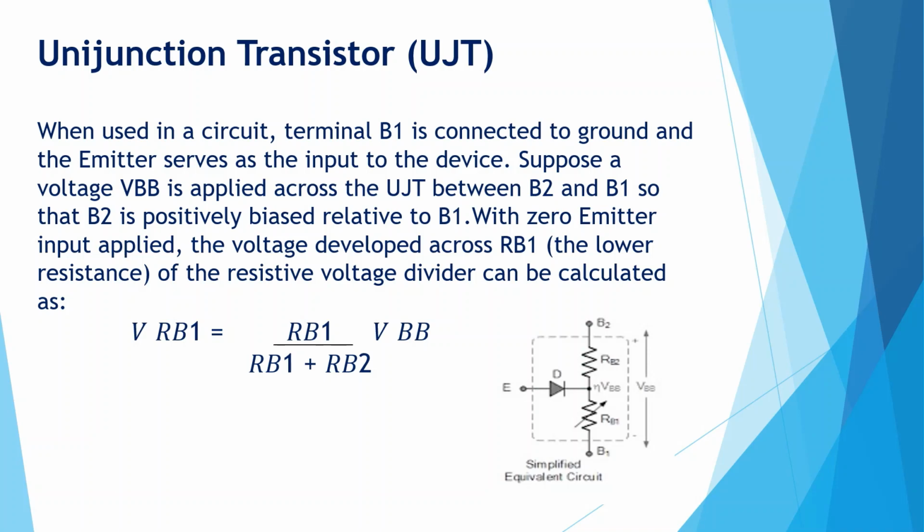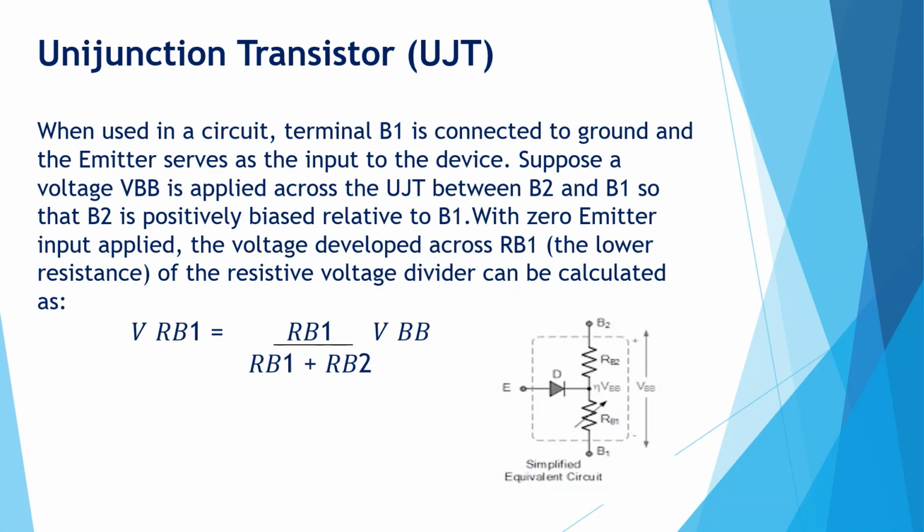Okay, so if the voltage across the emitter exceeds the potential across RB1, then the device will be switched on. It is obvious that the emitter junction will not become forward biased unless its applied voltage VE exceeds the voltage across RB1. This value of VE is called the peak point voltage and is specified as VP.